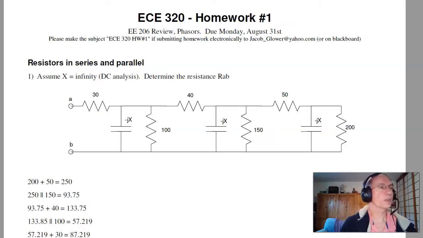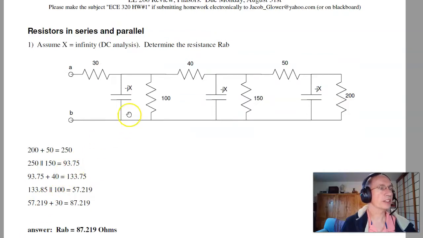This is homework set number 1 for ECE 320. This homework set is a review of Circuits 1. It's what you can expect to see on the quiz on Thursday. The first problem is DC analysis of a circuit.